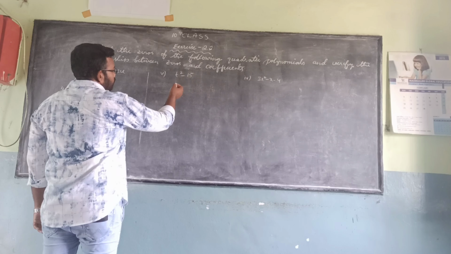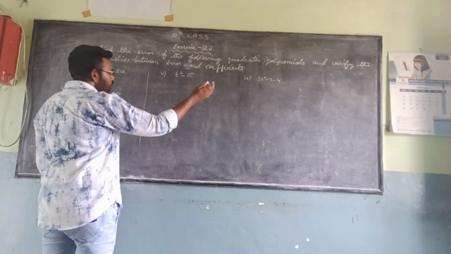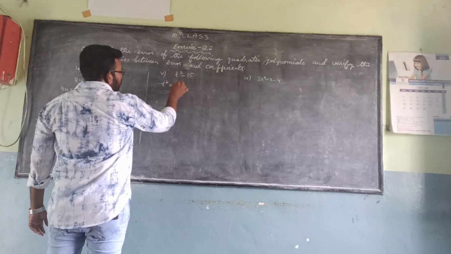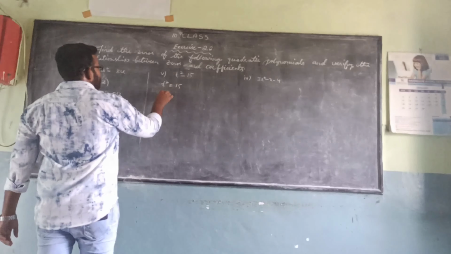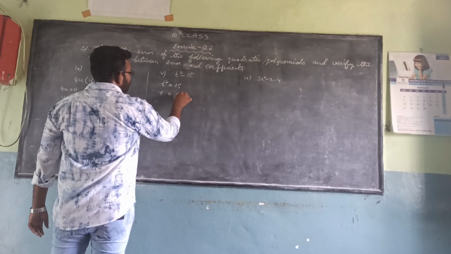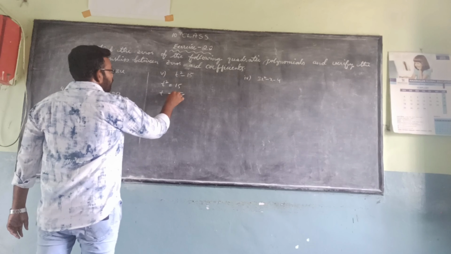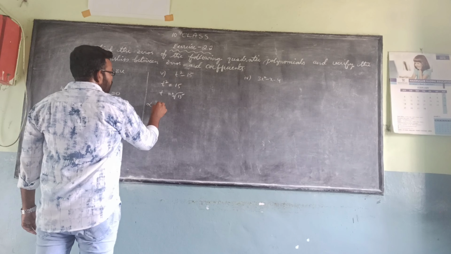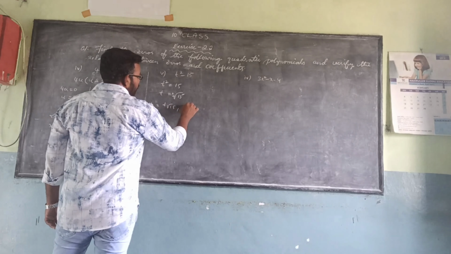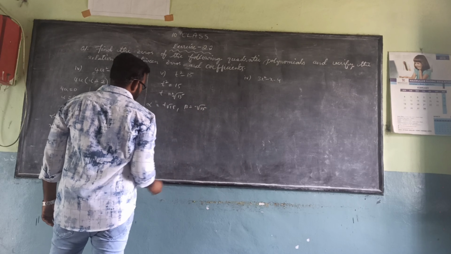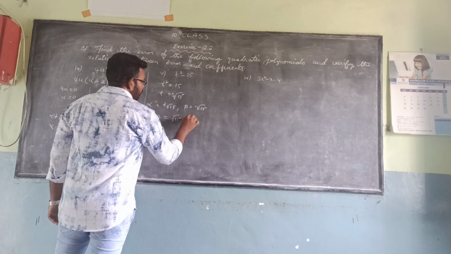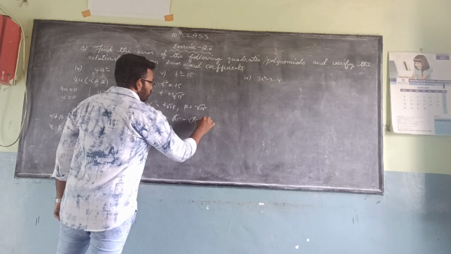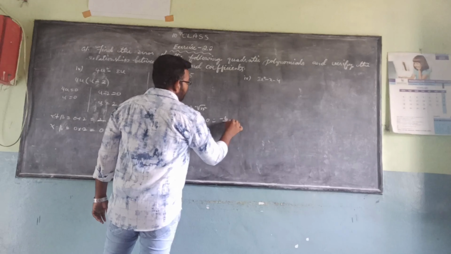Now t square minus 15. So here only one possibility is there. T square minus 15 is equal to 0, then t is equal to plus or minus root 15. So here alpha is equal to plus root 15, beta is equal to minus root 15. So alpha plus beta is equal to root 15 minus root 15. It gives you 0. So minus b by a.